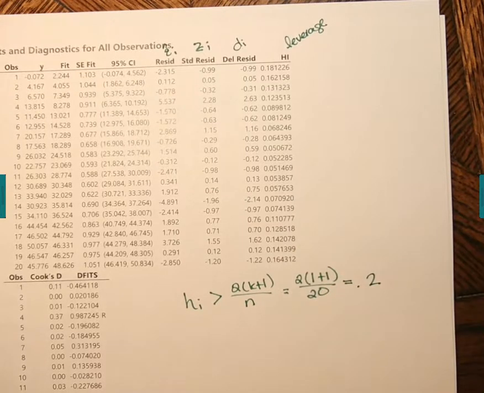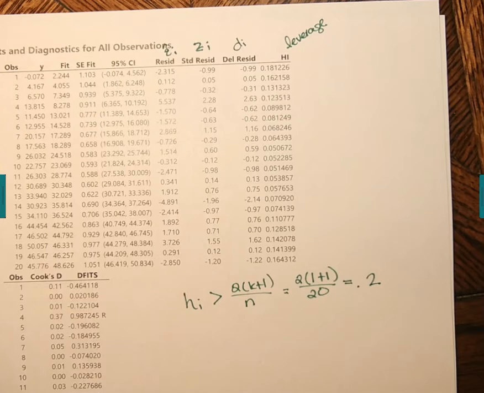All right, so if we go through, we're going to look at all of our hi's, and we want to determine are any of our hi's greater than 0.2. So take just a moment and see if you find any that are greater than 0.2.